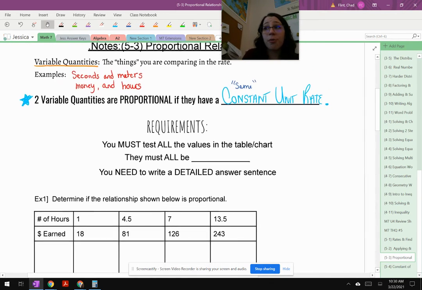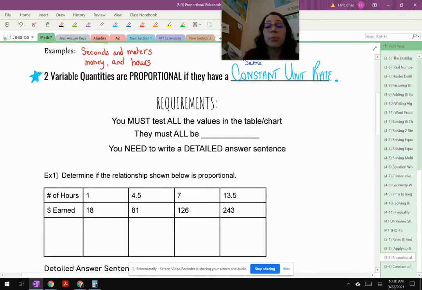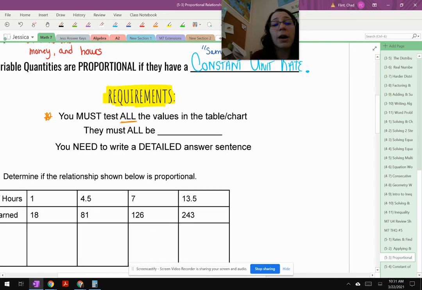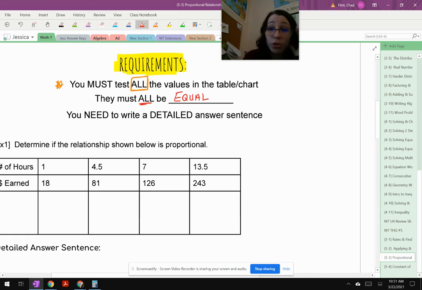Your requirements for finding out if something is proportional, because a lot of these questions are going to be asking you to determine if the relationship is proportional. Your requirements for full credit: first and foremost, you must test all the values in the table or the chart. One or two will not work. You need to test all of them. You will not get full credit if you don't. And they all must be equal. It doesn't matter if 3 out of the 4 are the same and just one is an oddball. They all have to be equal. No exceptions.